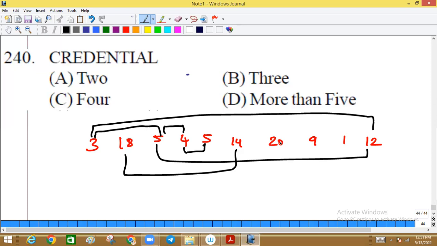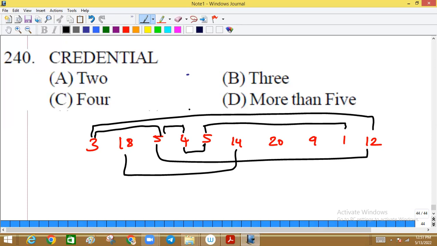Again 19 not possible. Come to 20, forward not possible. Back also not possible because all are less than 20. 9, 10, 11 not possible. Check back again here. 9, 10, 11, 12, 13, 14, 15, 16 not possible. Next 1 to 12 not possible. Again 1, 2, 3, 4, 5. So again 1 to 5 is one more pair. Check again. 6, 7, 8, 9 not possible. Next one is 12. 12, 13, 14, 15, 16, 17, 18, 19, 20 not possible.